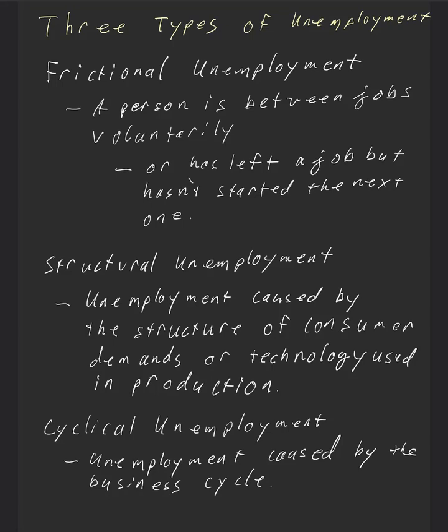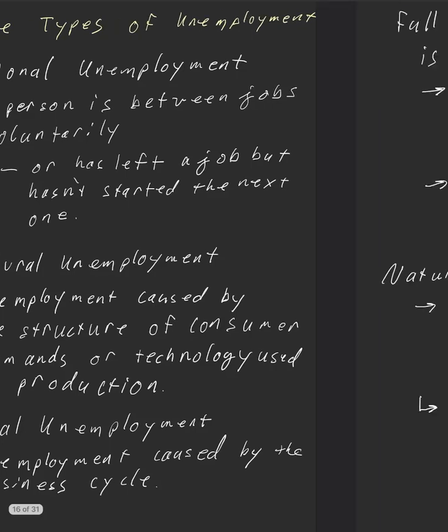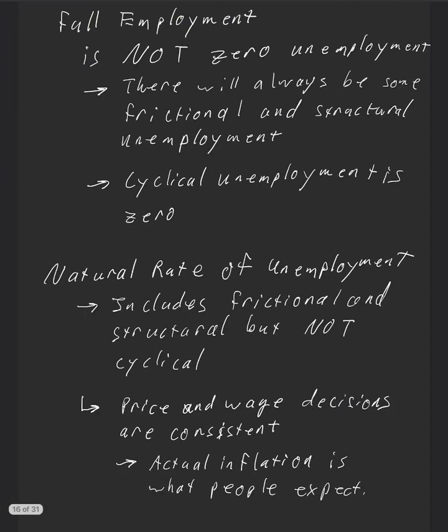Okay, the last is cyclical unemployment, and this is when unemployment's not frictional, it's not people between jobs, and it's not structural, it's not like there's some fundamental change in the economy. It's that you've got unemployment that's caused by the business cycle. There's nothing wrong with the particular business, it's just that there's a recession, businesses are on hard times, and in order to try to make it, they've got to let people go, they lay people off. So that's cyclical unemployment.